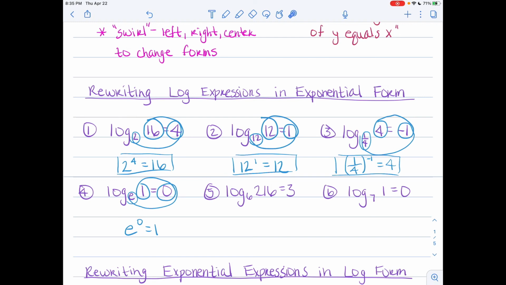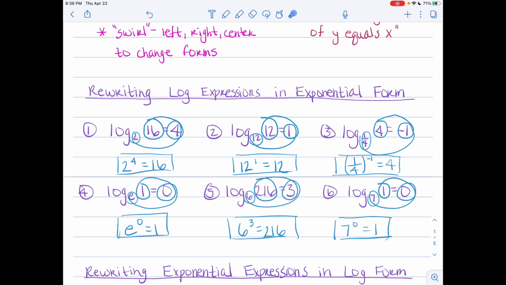Why don't you pause the video and try these last two on your own, come back here and double check how you did. All right, when you swirl this one, the number on the left is 6, on the right is 3, center is 216. 6 to the 3rd power is 216. 7 to the 0 power is 1. Well, not just 7, but any number to the 0 power, again, is equal to 1.